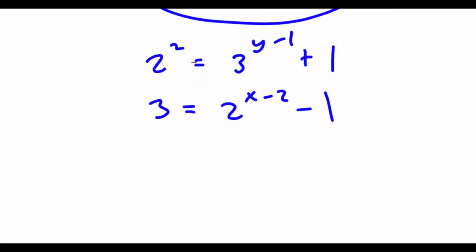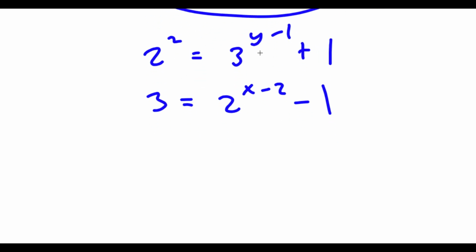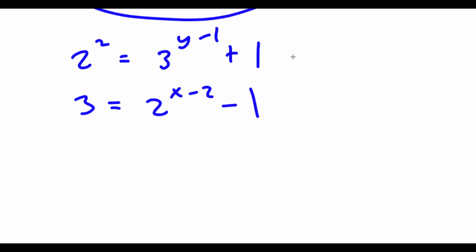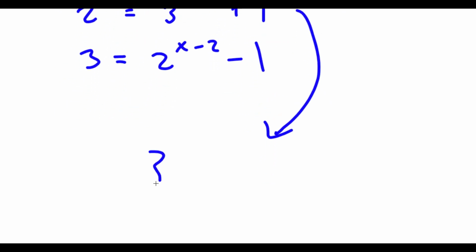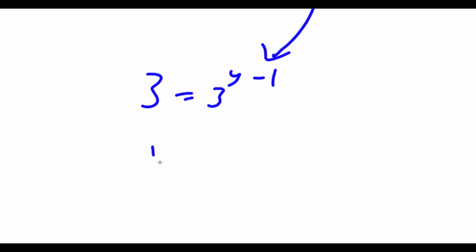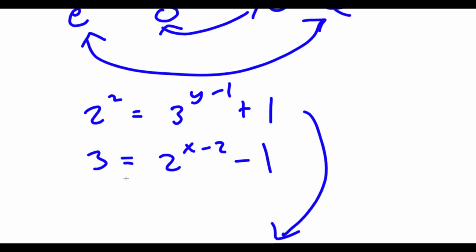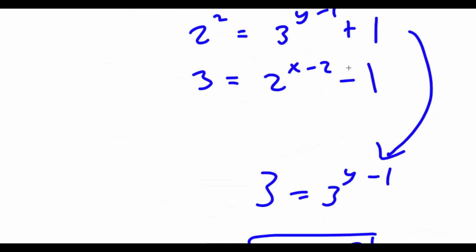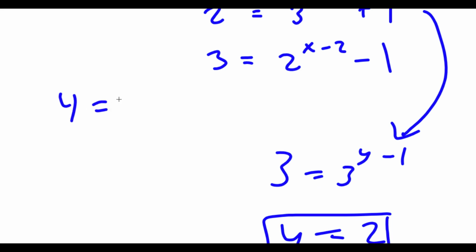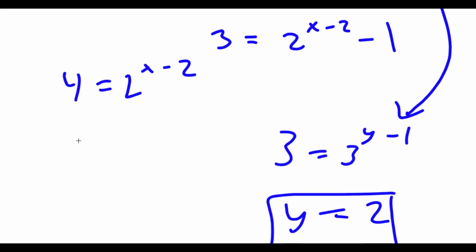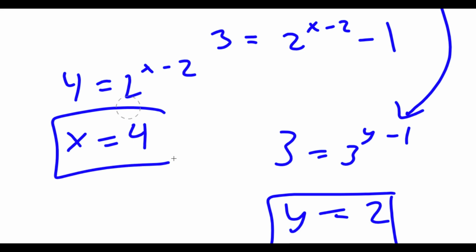So to start, I have 4 is equal to 3 to the power of y minus 1, plus 1. So this is the same thing as 3 is equal to 3 to the power of y minus 1, meaning y is equal to 2. And for this, I have 3 equals 2 to the power of x minus 2, minus 1. I get 4 is equal to 2 to the power of x minus 2, meaning x is equal to 4.